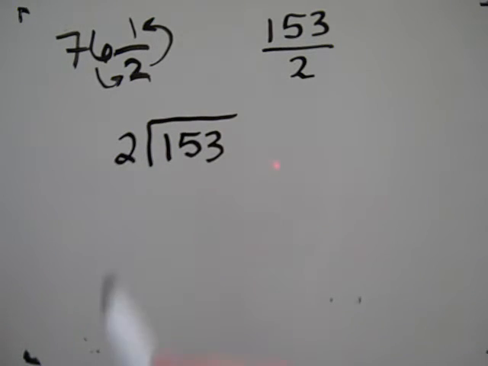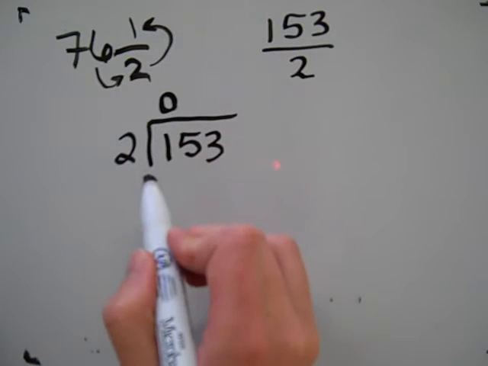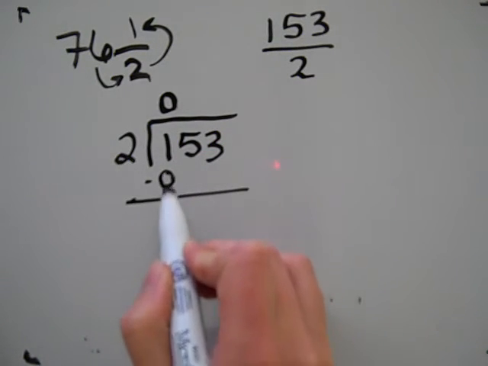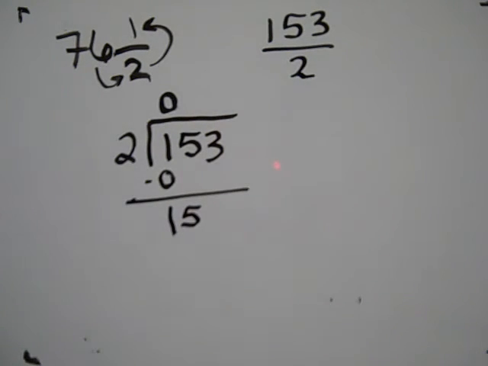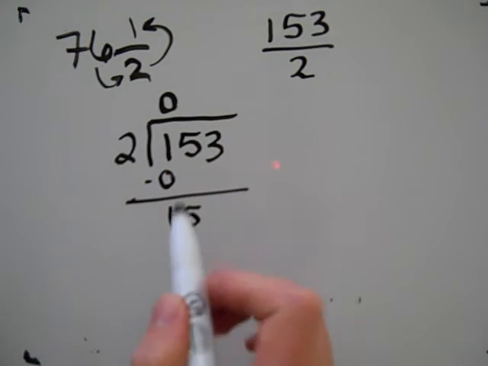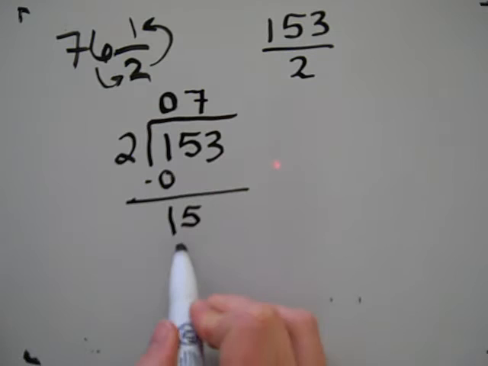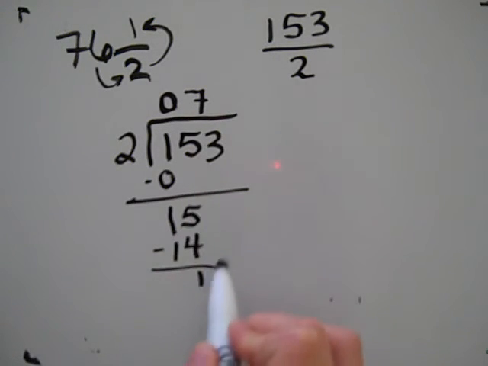Now I go through my steps. 1 divided by 2 is 0. 0 times 2 is 0. Subtraction, 1 minus 0 is 1. Bring down the 5. 2 goes into 15 7 times. 7 times 2 is 14. Do my subtraction, I get 1. I bring down the 3.